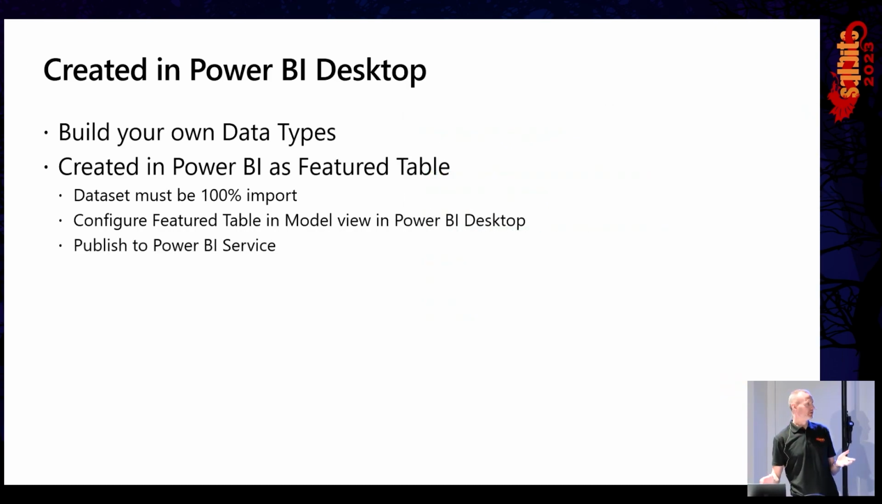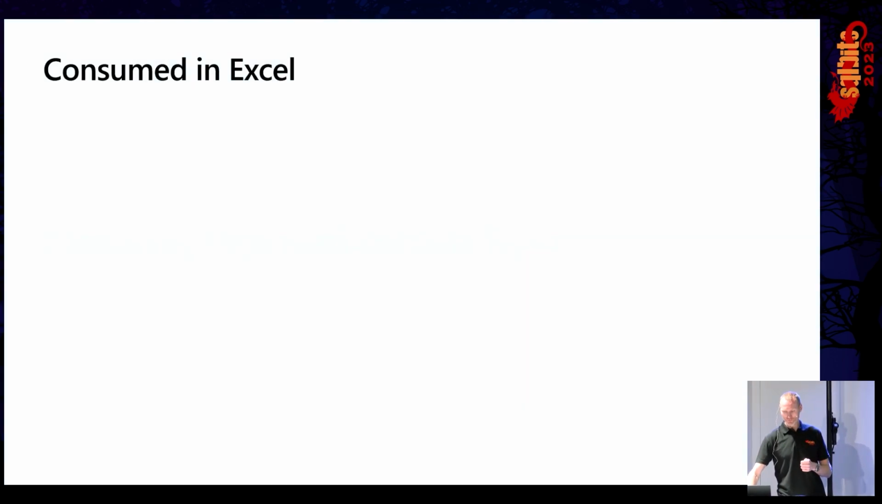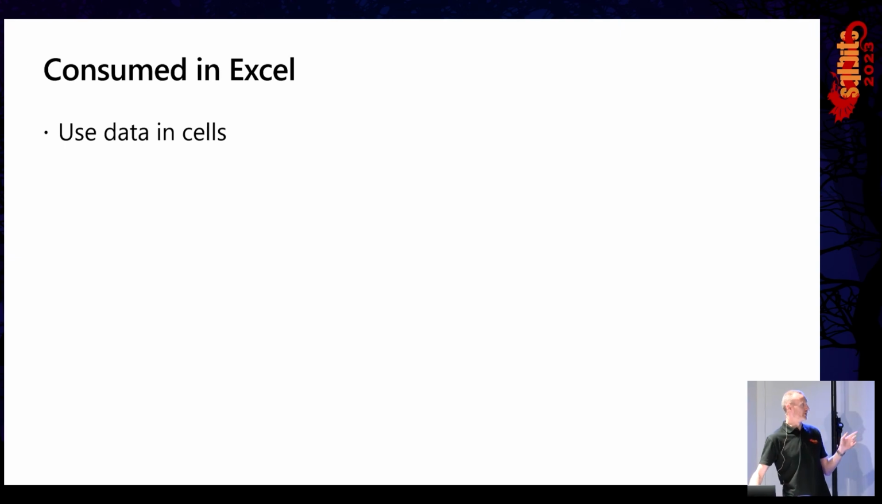And then once you're done, you publish this data set to the service, and then all users who have build permission to the data set will be able to consume this organizational data type in Excel. And the way it's consumed is that you need to enter some data in cells in Excel. So if you just open a blank Excel sheet and connect to an organizational data type, then you will actually be told we need some data to work with in order to relate it.